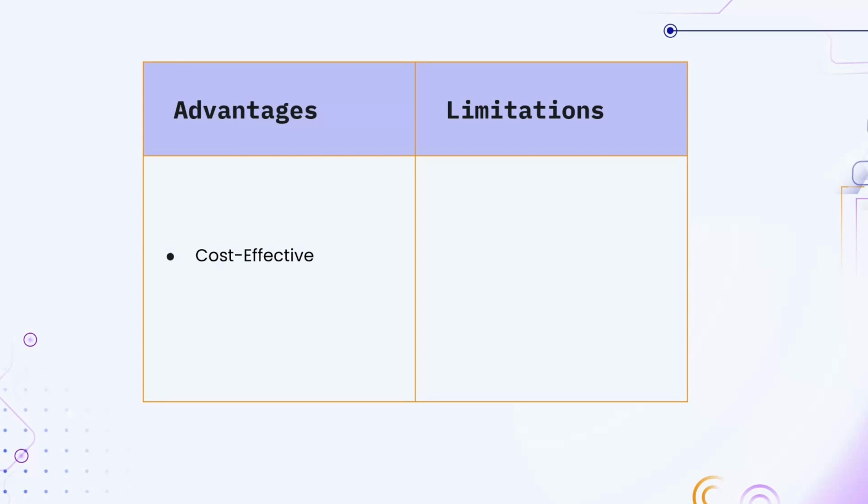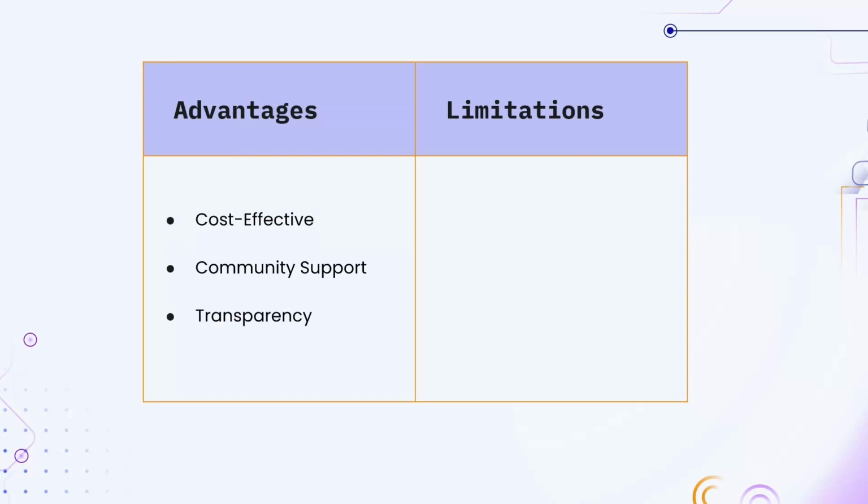And the second advantage is community support for this model. So we can benefit from a vibrant community of developers and researchers who contribute to the continuous improvement and provide supports to this particular model. Next, we have transparency. Open source models offer transparency, allowing users to understand the inner workings and make modifications as needed.